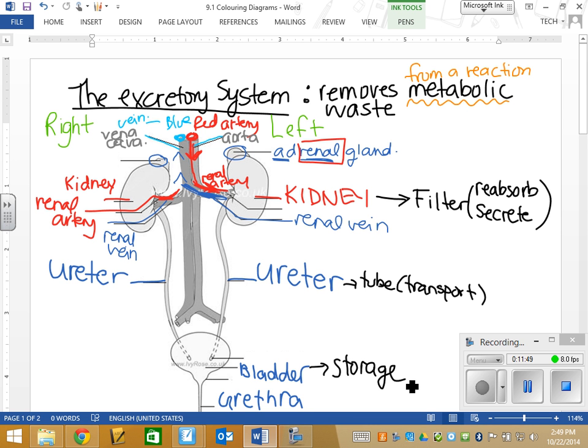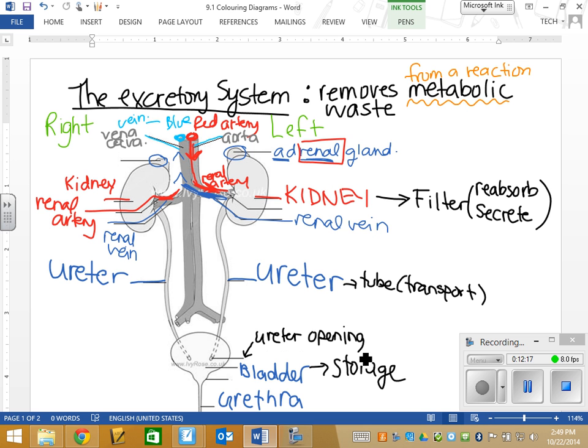Now on this particular picture, unlike the one that's in your textbook, there were a couple of extra lines. And so I just wanted to show you that this line here is indicating that your ureters actually go inside of your bladder. So these are the ureter openings. It doesn't just end at the edge of your bladder and empty into it like a big balloon.